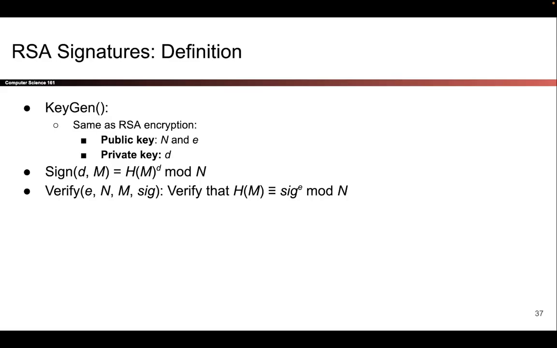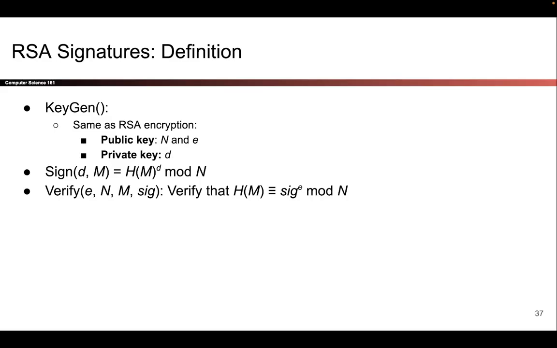Now to verify, you take in the public key E and N, the message M, and the signature. And remember, the signature is M to the D. To verify that the signature is correct, you take the signature and you raise the signature to the E power. And if the signature has not been tampered with, then the result should be signature to the E power, which is M to the D raised to the E. We saw that the E and D cancel, and we should get the original message back.